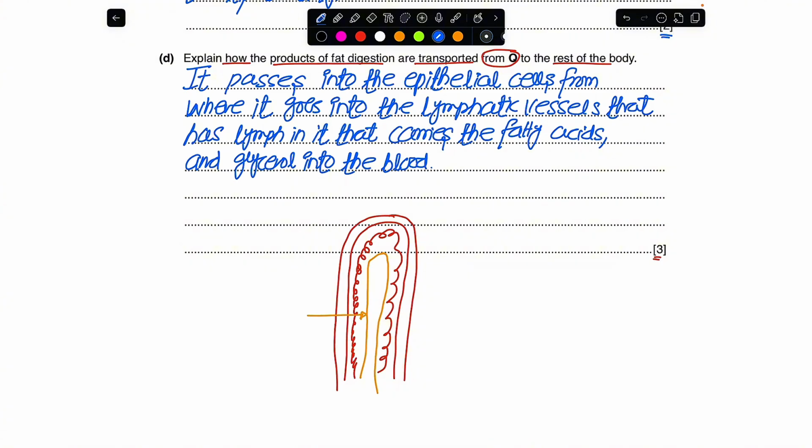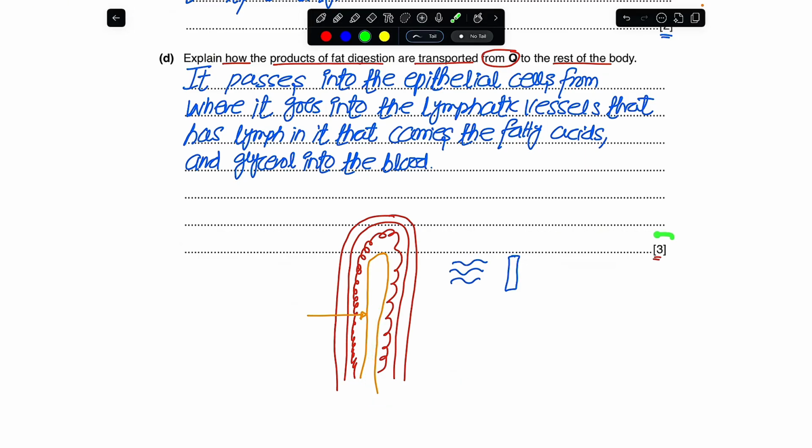Since we have the breakdown products of the fat, which are three fatty acid chains and one glycerol molecule, they would initially pass through the epithelial cells in this epithelial layer. From there, they would enter the lymphatic vessel that we call the lacteal, which has a colorless fluid in it. The name of the colorless fluid is lymph, and it would absorb the fatty acids and the glycerol, and from there distribute them throughout the body.